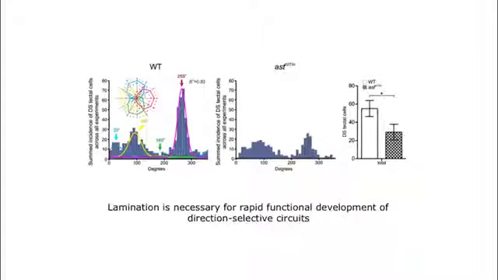To test this idea, we performed functional imaging of tectal neurons much earlier in development. In wild-type animals, we find that even at these young stages, direction-selective responses are already well established. However, in astray mutants, at the same stage, there was a profound deficit in the development of direction-selective circuits. Thus, it appears that while a layered neural architecture is ultimately dispensable for the correct wiring of direction-selective circuits, lamination is essential for the rapid functional development of these neural networks.